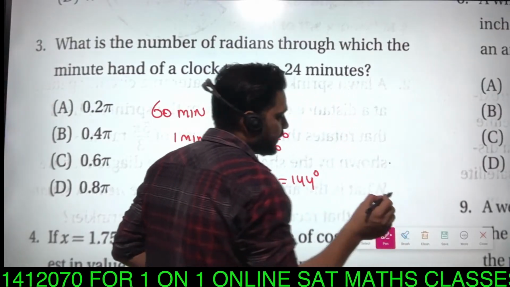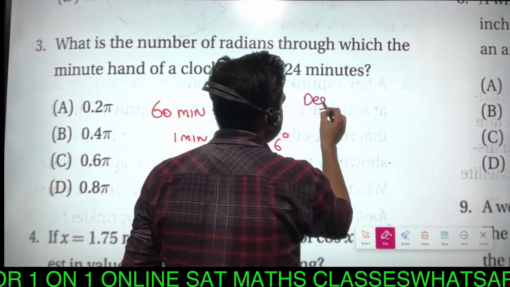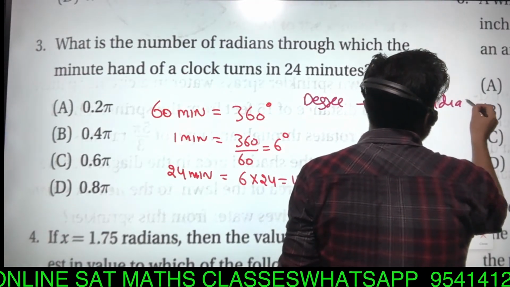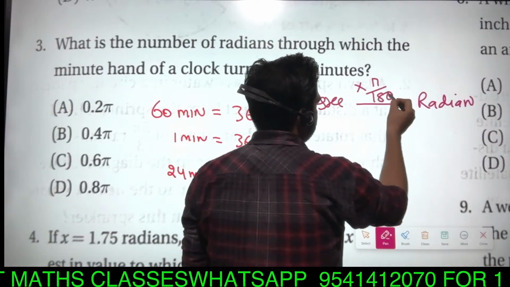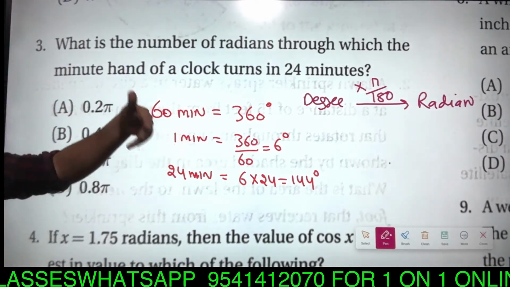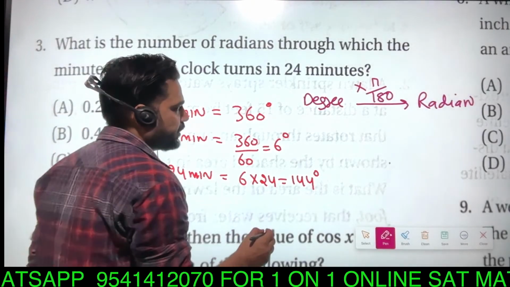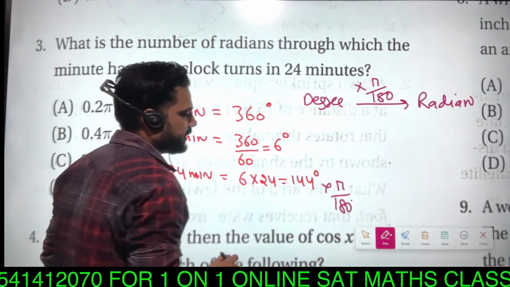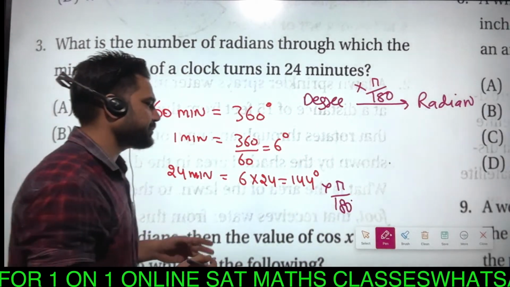Now how to convert degrees into radians? Basic concept: if an angle is given in degrees, we can convert it into radians. We just have to multiply the angle by pi by 180, and after that the angle will be converted into radians. So this 144 degrees, we multiply by pi by 180, and now the answer is in radians. Okay, so now just simply solve this.